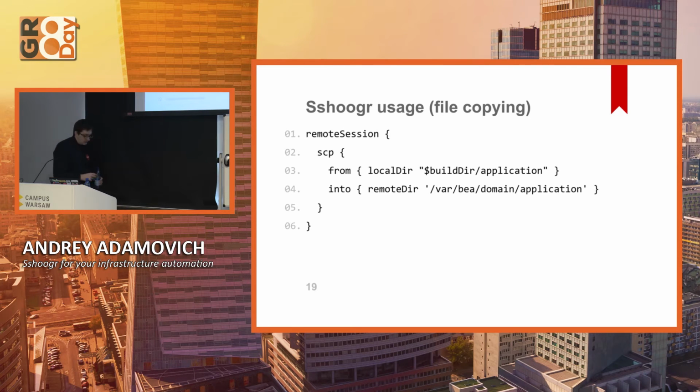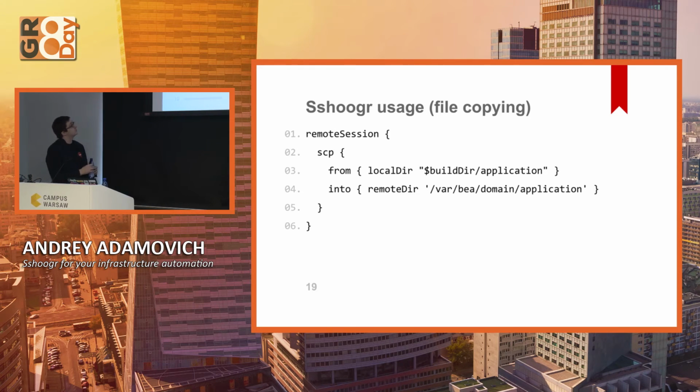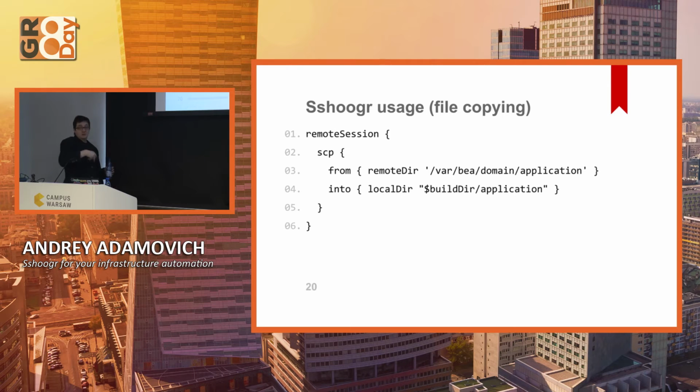Of course, you also have to copy stuff onto the servers from time to time, and that's one of the most used features, I think, at this point. Sshoogr provides a DSL to implement complex copying logic. If you have used the Gradle copy task, the DSL is very similar to that. So you can say that I want to SCP files from a local directory into a remote directory. And of course, you can switch them around. It doesn't need to be one way, it could be the other way.